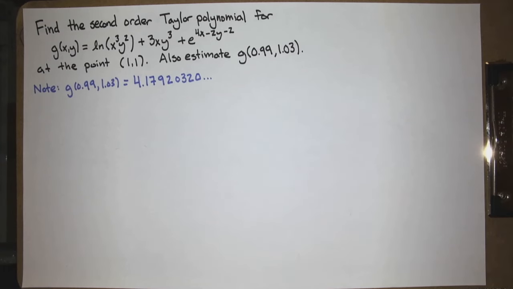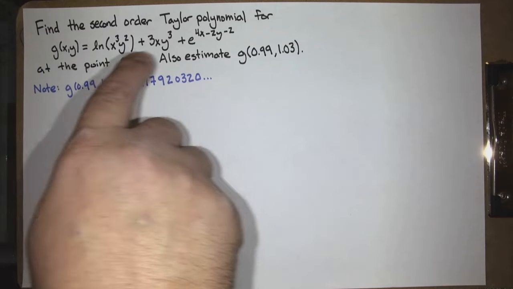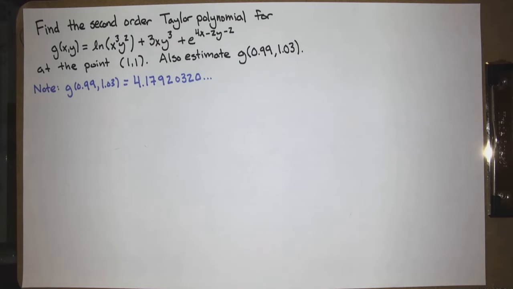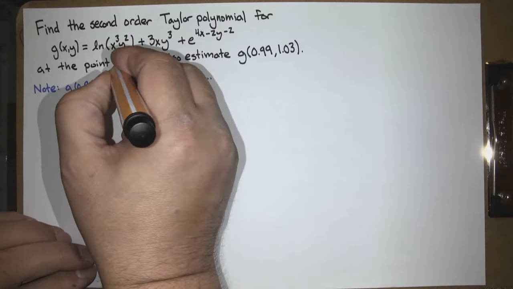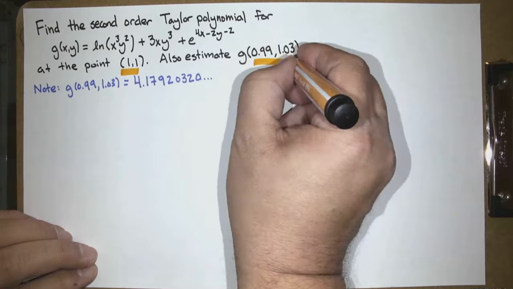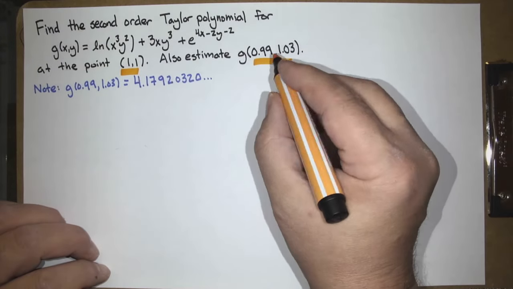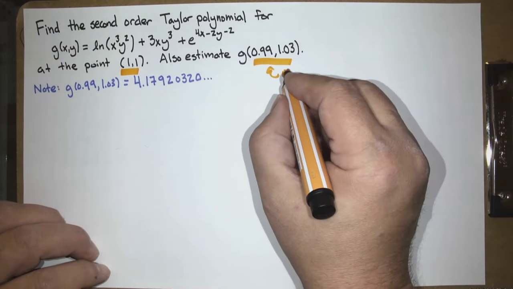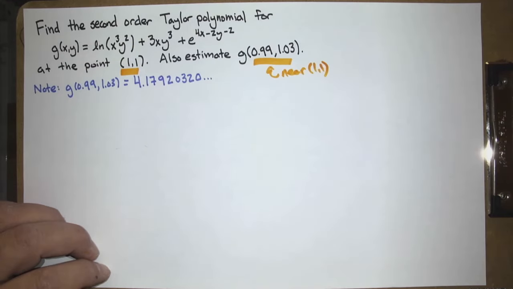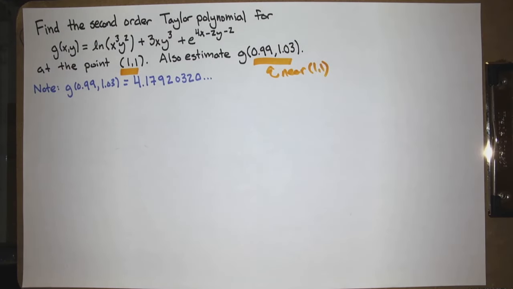All right, well, find the second order Taylor polynomial for this function at the point (1, 1). Also estimate g of (0.99, 1.03). And at the very least, that makes sense because we're at the point (1, 1), and that's near (1, 1). So that's cool. All right. Well, what do we do?